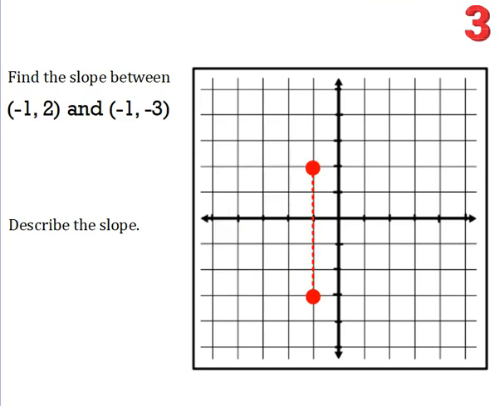So when I graph these 2 points, I have to find the slope. I want to show you that this is a vertical line, right? So for these types of vertical lines, we say that the slope is undefined.